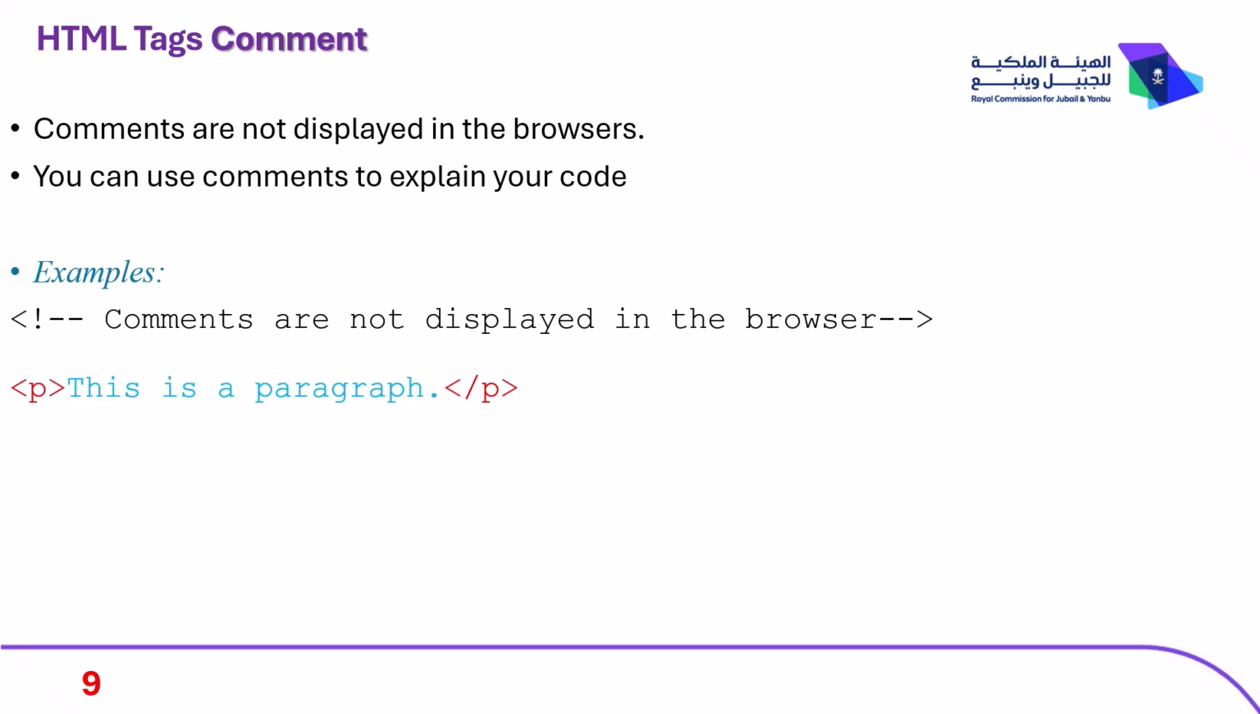HTML comments are used to add notes or explanations inside the code that are not displayed in the browser. They are meant only for developers. HTML comment syntax is open with less than sign followed by exclamation sign, and then two dashes, then close with two dashes and greater than sign.